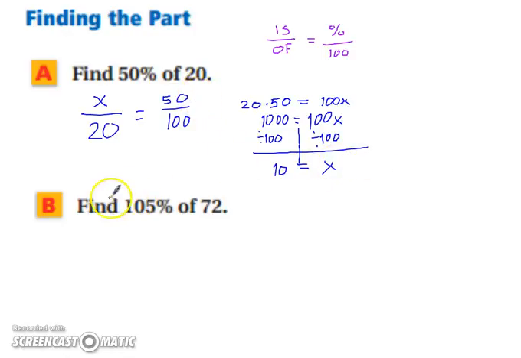Alright, so let's get a little bit trickier here. So we have find 105% of 72. You guys try this one and then check your answer.